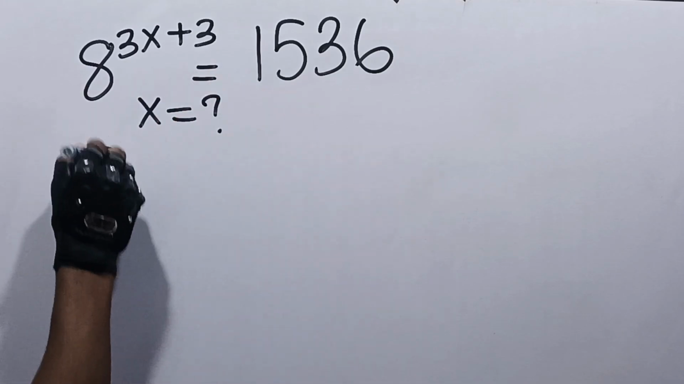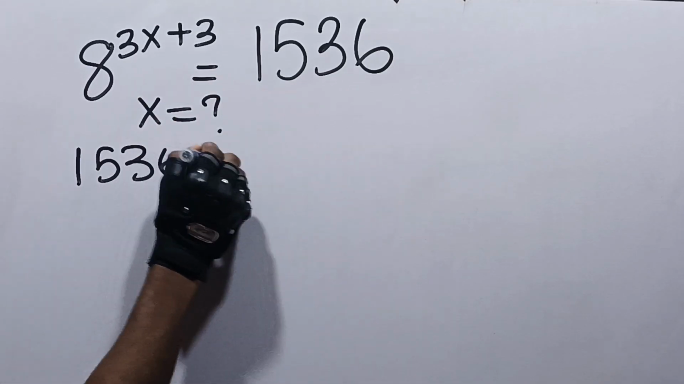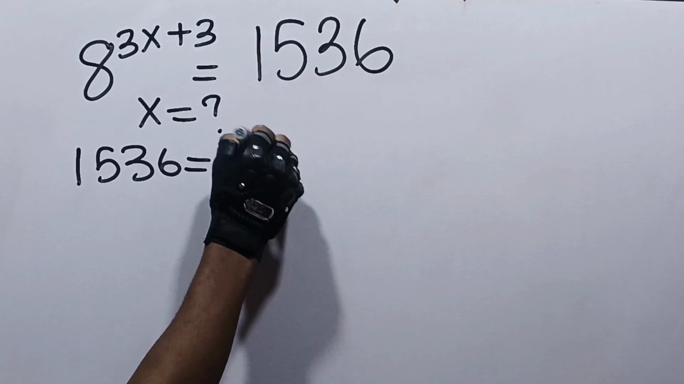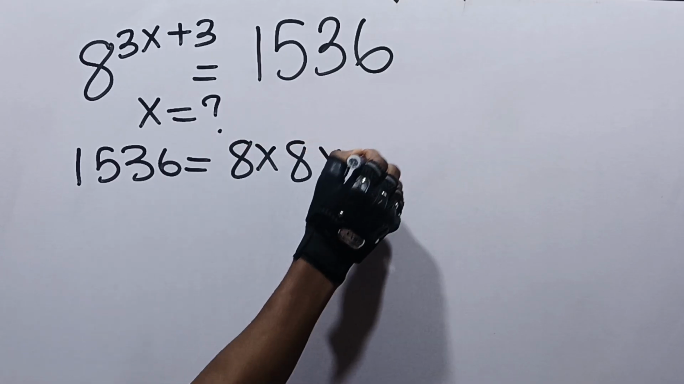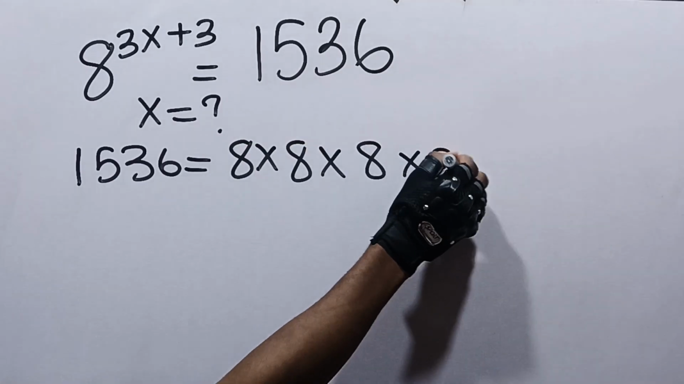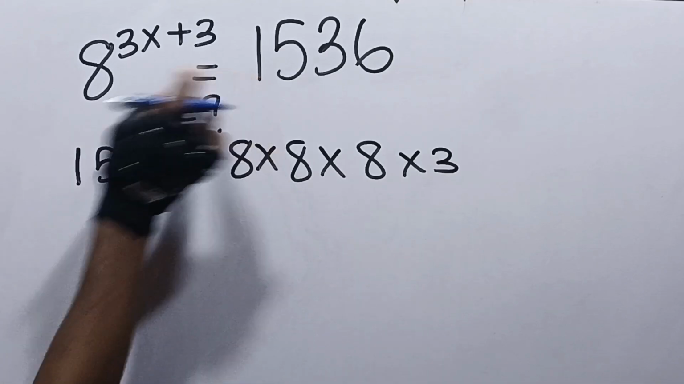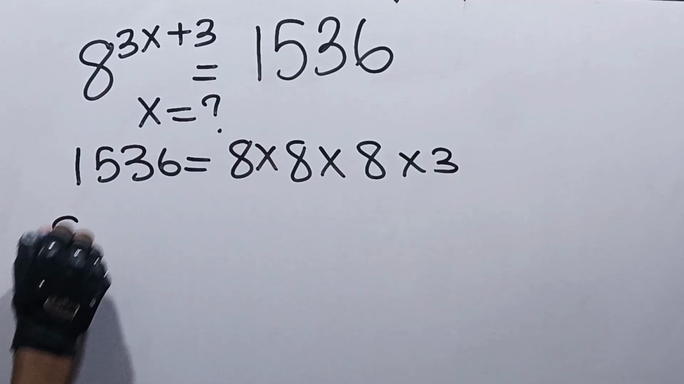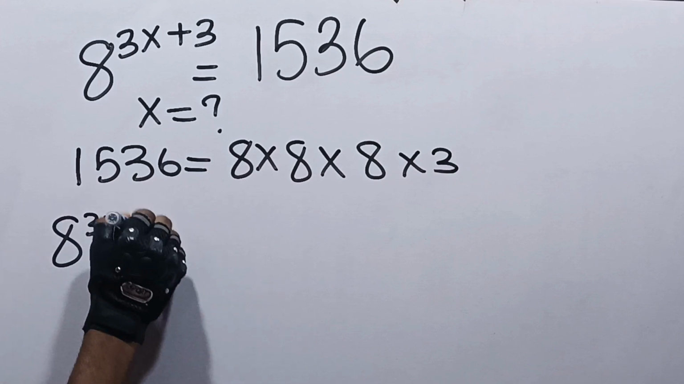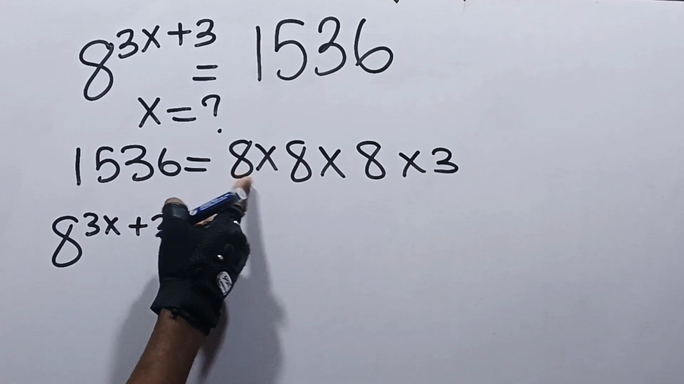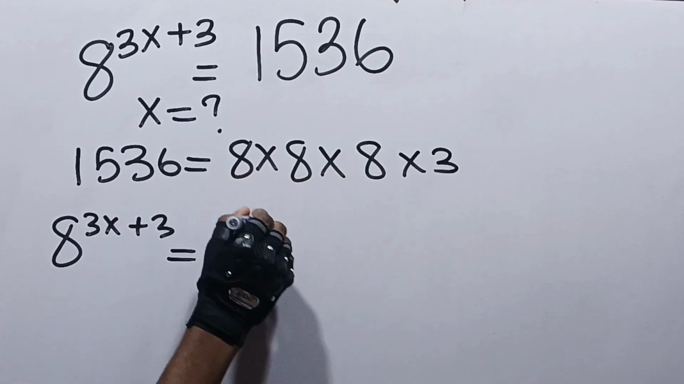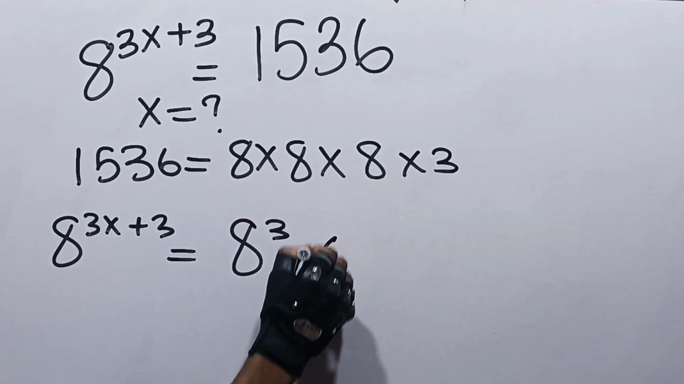So 1536 can be said to be equal to 8 times 8 times 8 times 3. Okay, this is 1536. Now we can replace these for 1536 in this equation so that we have 8 raised to the power 3x plus 3 to be equal to, this is 8 times 8 times 8, which is 8 raised to the power 3. And then this is times 3.